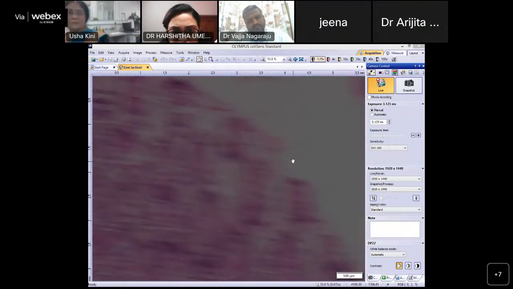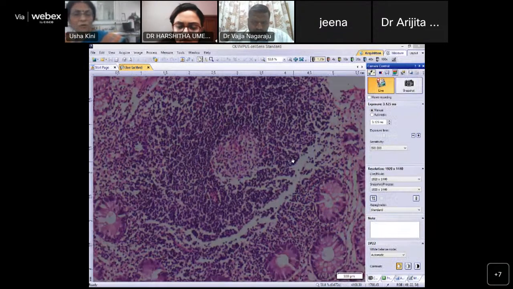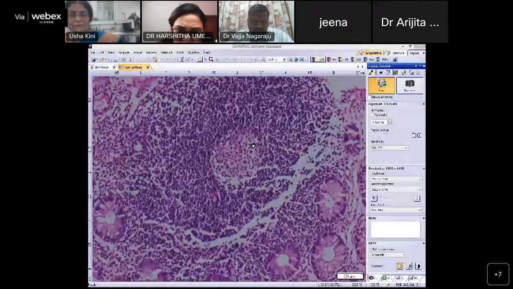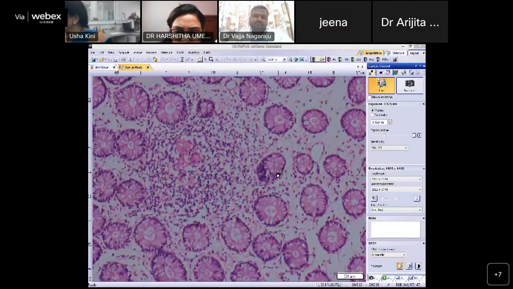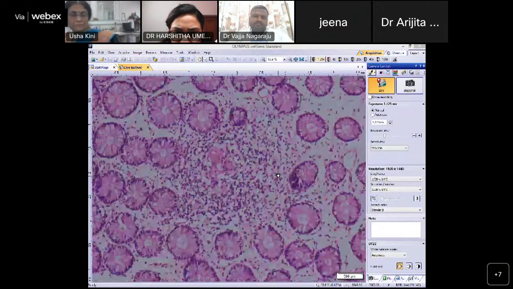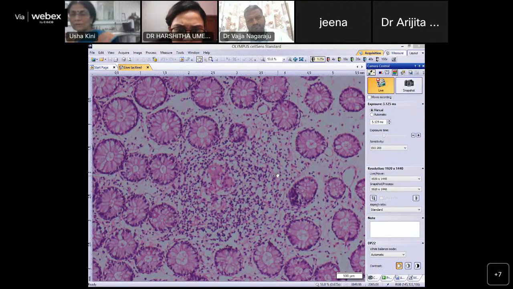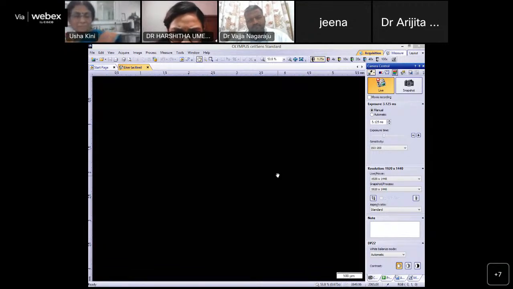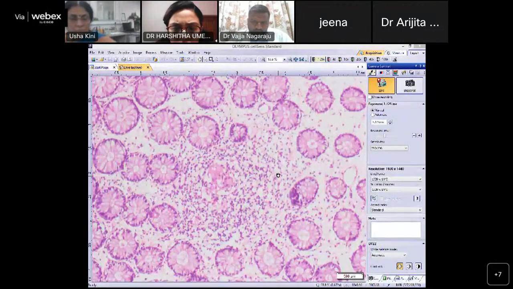I go higher on it. Do you see anything better? You see a follicle in its center, right? They are all follicular center cells forming a germinal center within the follicle, within the lymphoid aggregate. And what next are you seeing? What is this?